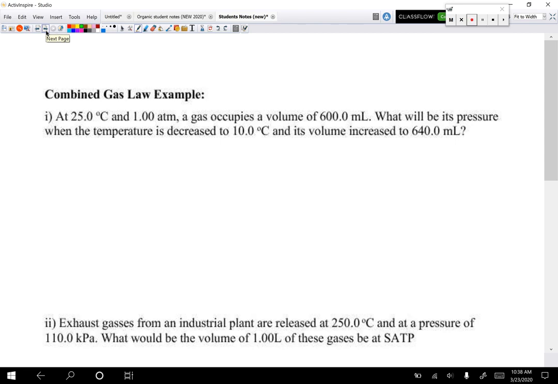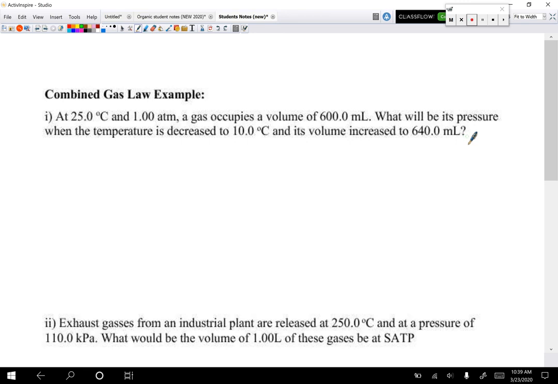So we have a combined gas law example where at 25 degrees Celsius and 1 atmosphere, a gas occupies a volume of 600 milliliters. What will its pressure be when the temperature is decreased to 10 degrees Celsius and the volume is increased to 640 milliliters? So we have a bunch of stuff going on here.